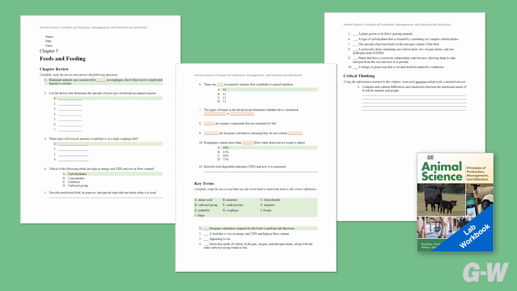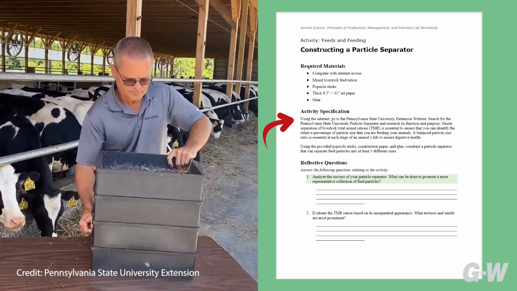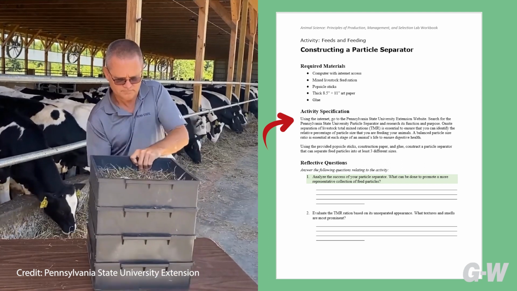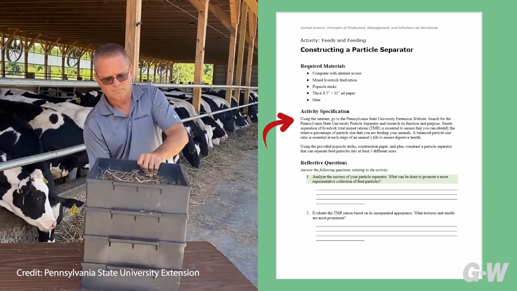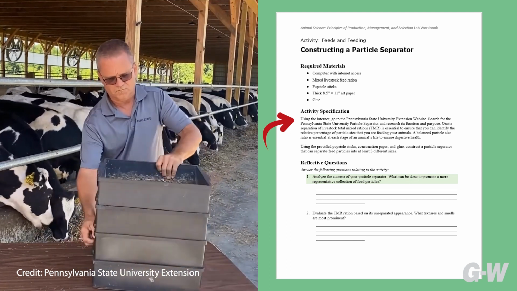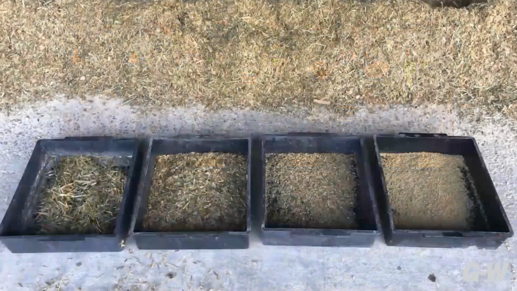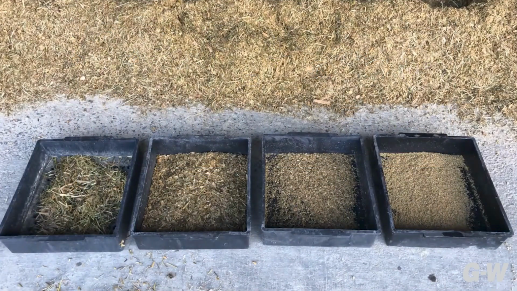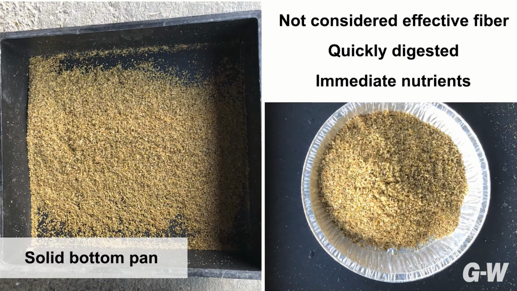Additional practice in the print or online workbook helps students practice using key terms, answering content questions, and using critical thinking skills. A hands-on lab requires only simple materials for students to dig into the chapter content. In this activity, students use the Pennsylvania State University particle separator online to practice identifying the relative percentage of particle size in animal feed. They then use popsicle sticks, construction paper, and glue to construct their own particle separator that can separate feed and answer reflective questions as they analyze their own success. Think about the smells and textures of the ration and explain the purpose of the TMR particle separator.